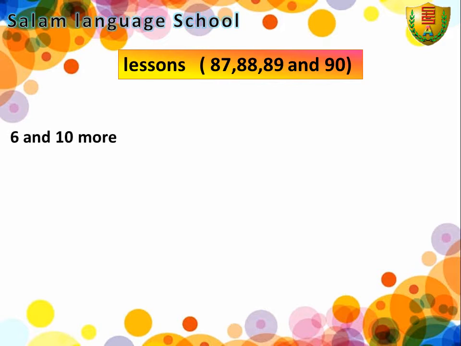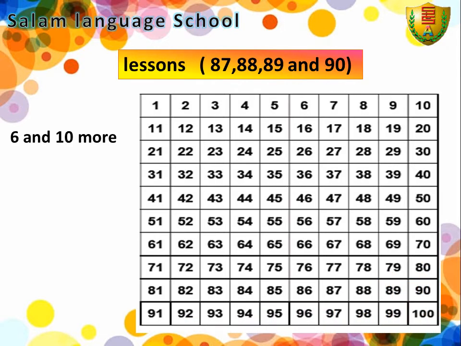6 and 10 more. This means that we start at 6, then we add 10. Look to the number chart, point to the number 6, then add 10 squares. Count after 6 10 squares. 1, 2, 3, 4, 5, 6, 7, 8, 9, 10. We landed on 16. 6 plus 10 is equal to 16.